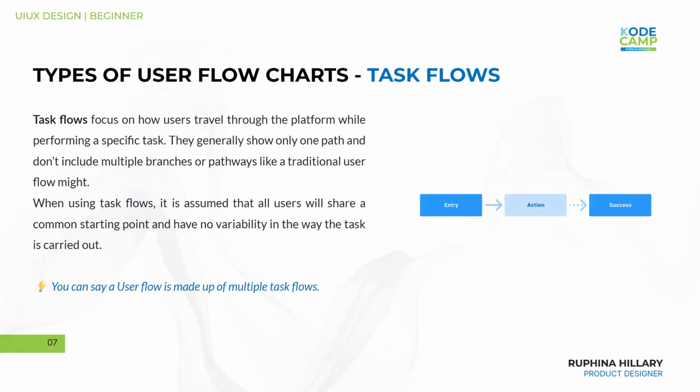So what are the types of user flows, or which of the user flow charts should we be using? So there are basically three types of user flow charts. We have the task flow. So task flow is simply following, remember, a user flow chart is about a path, a route, a direction. It's a flow from entry to action to confirmation. So a task flow focuses on one task. It generally shows only one path and doesn't include multiple branches or pathways.